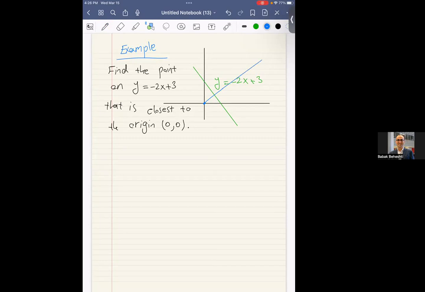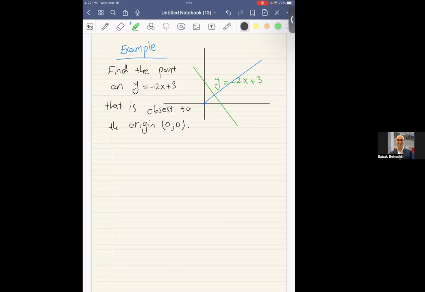So I want to solve this problem in two ways. One is just the elementary school way, and another one using derivatives. Okay. So I want to find the closest point on the line y equals minus 2x plus 3 to the origin. So I can use just the elementary school math.